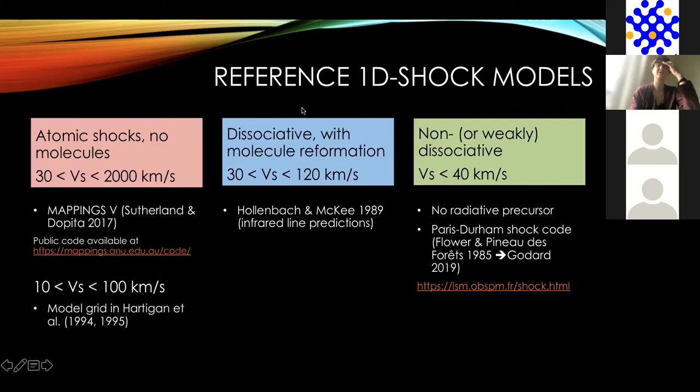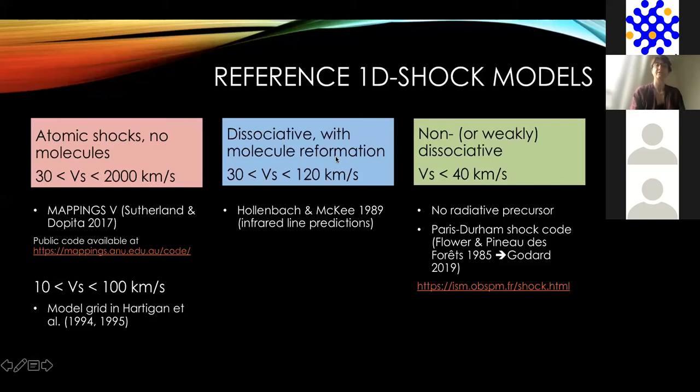Based on that, there are basically three families of 1D shock models that are considered as reference. The first one is for atomic shocks, no molecules, but going to very high speed. It's the MAPPINGS series of models by Sutherland and Dopita, and it's publicly available on the web. So it's really well adapted to supernova shocks or maybe AGNs. There is also a different code by Hartigan and Raymond, quite similar, but more optimized for stellar jets.